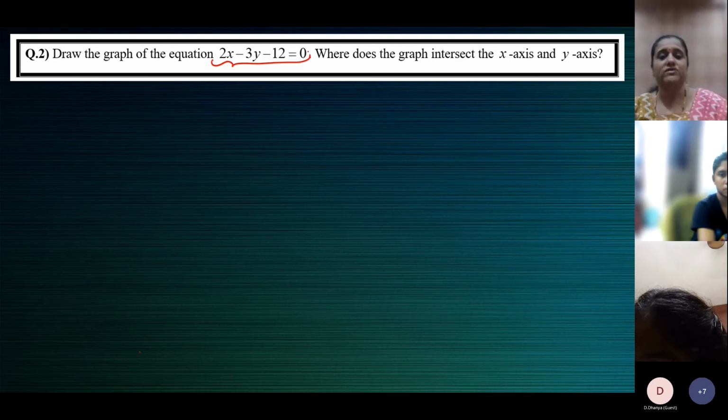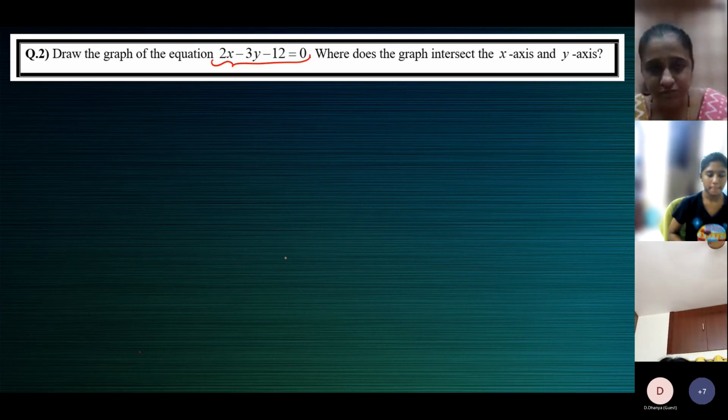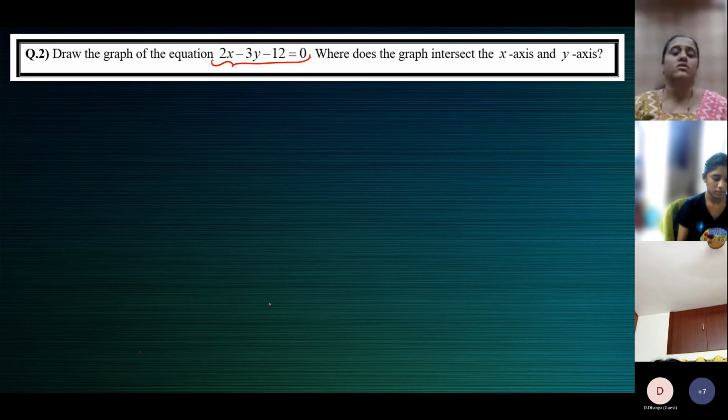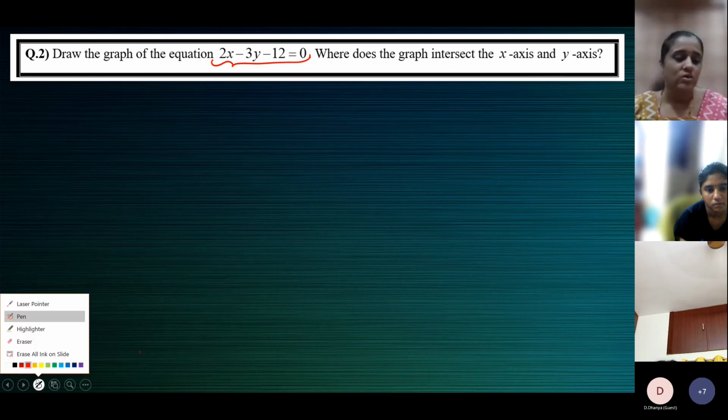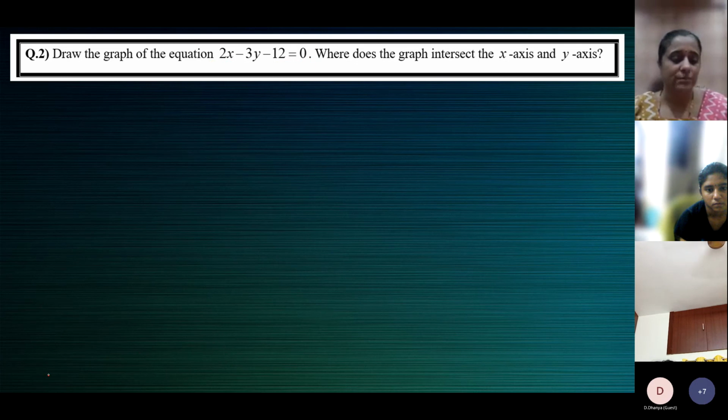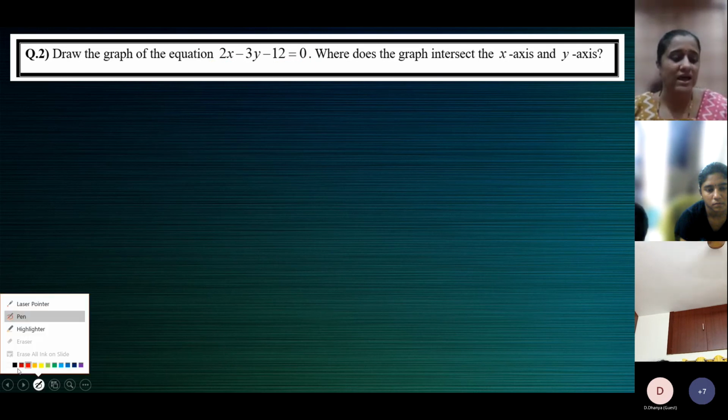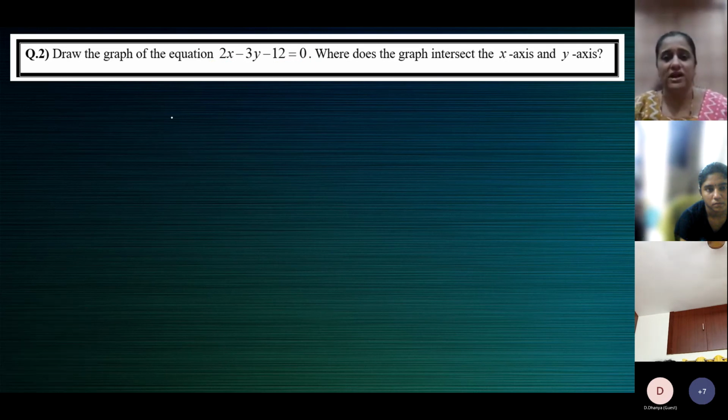So 2x minus 3y minus 12 is equal to 0. Okay, so it's a linear equation in two variables, x and y. Now, the question is, where does this line cut the x and y axis? So let's answer this question algebraically. Here it says draw the graph. In this question, you have to draw the graph, and then from the graph, you will have to answer where it cuts the x and y axis.